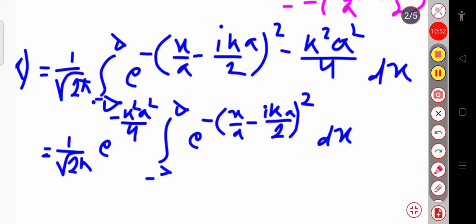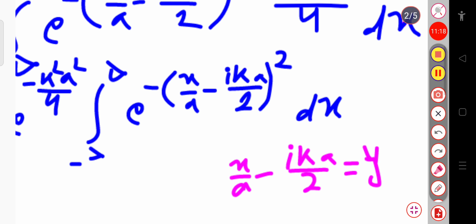Now we have to solve this integration part. In this part, if we take the power term in the exponential, let me take x by a minus iota k a by 2. Suppose this is equal to y. Then if I take the derivative of both sides, this will be equal to dx divided by a, or you can write it as 1 by a into dx, that will be equal to dy.